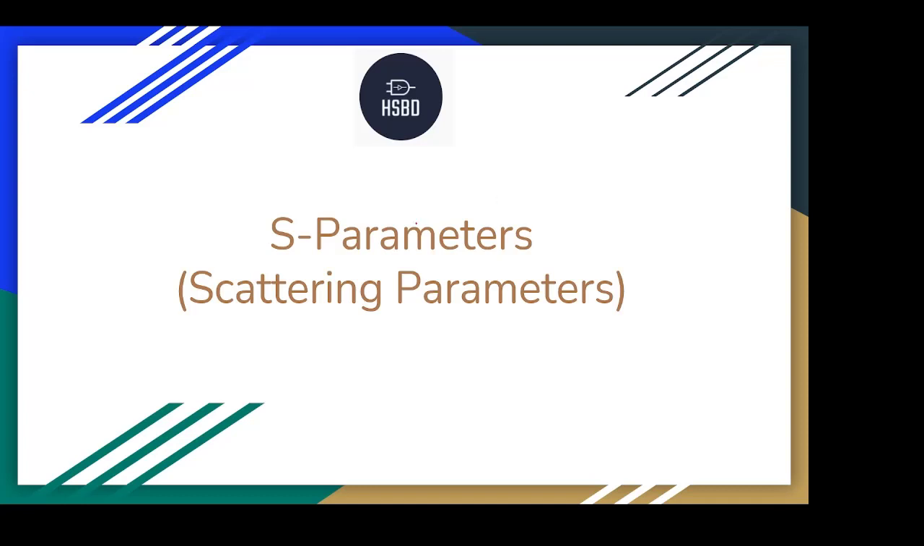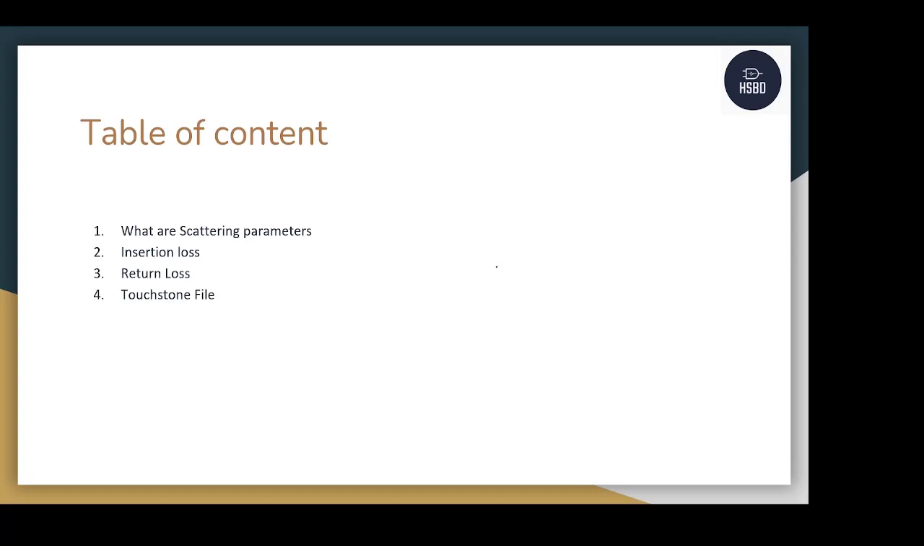Today we are going to discuss the S parameters, also known as scattering parameters. This is the table of contents where we are going to see what scattering parameters are, what the different types of it are, like insertion loss and return loss, and what a Touchstone file looks like.